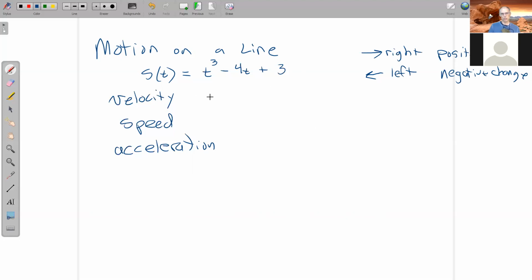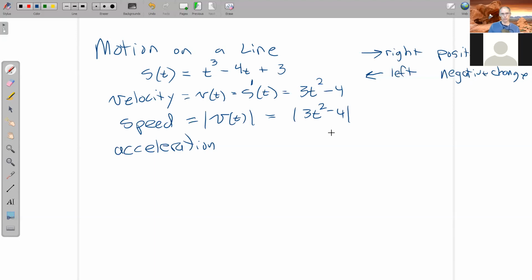So velocity here is just the derivative. That is, v of t is the derivative of position. Pretty easy derivative here. We get 3t squared minus 4. Speed ignores whether it was moving right or left. It's just how fast was it going? I don't care which direction. So speed is the absolute value of the velocity, which for us is the absolute value of 3t squared minus 4. So basically, after we find the velocity, strip the sign if it was negative.